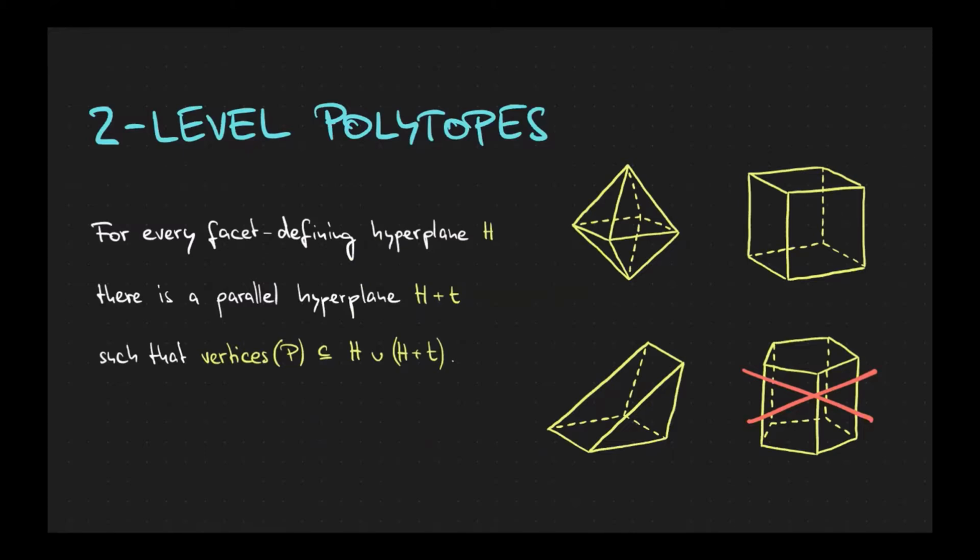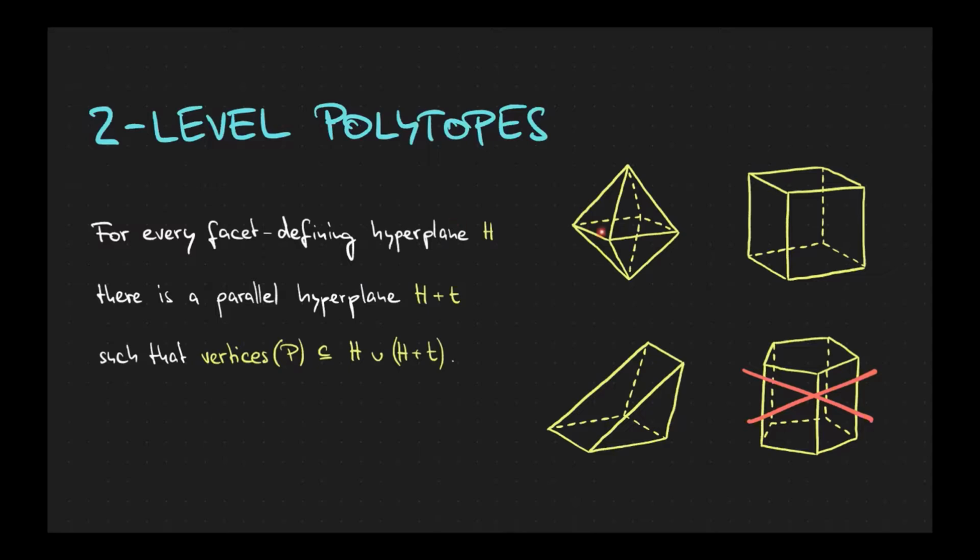So two-level polytopes, that's a very simple concept. They satisfy the following property. For every hyperplane that defines a facet of the polytope, you want that there is a second hyperplane, which is just a parallel translate of that hyperplane, so that all the vertices are contained in these two hyperplanes. Or in other words, all the vertices that are not already in that facet can be covered by a single parallel shift of that facet. That's a two-level polytope.